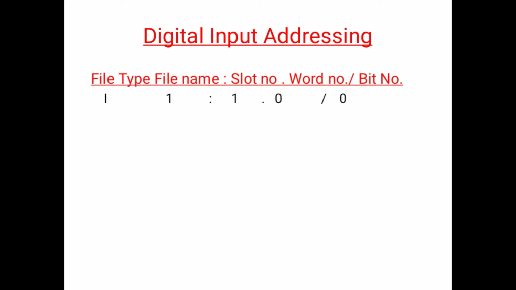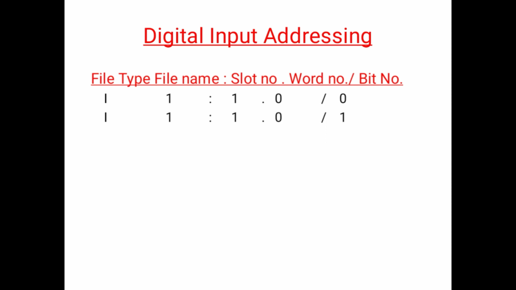File type is I for input, file name is 1 by default, colon, slot number is now 1. Why 1? I am just supposing that my input card is in the first slot, so the slot number will be 1. In the first slot, the word number is 0, we start with word number 0. In the first word the bit number is 0, so the first bit is 0. So this is the addressing for the first input of the digital input card of the modular PLC.